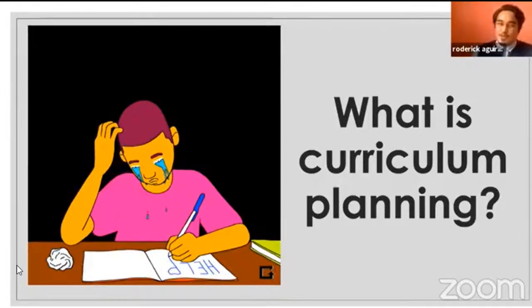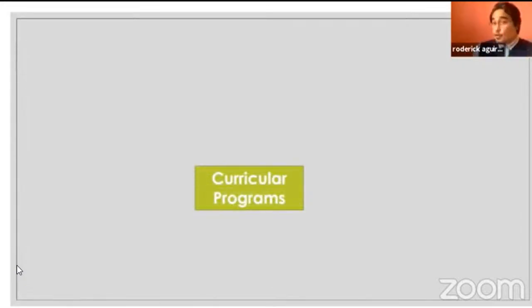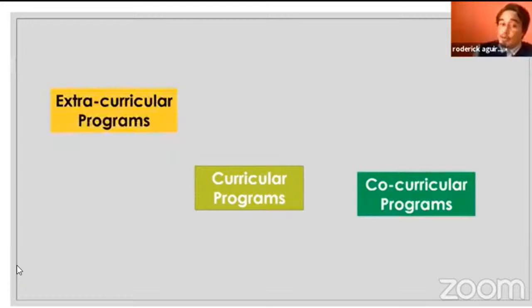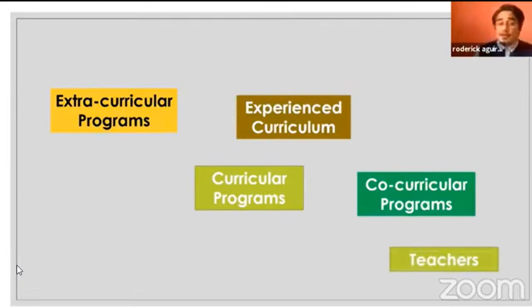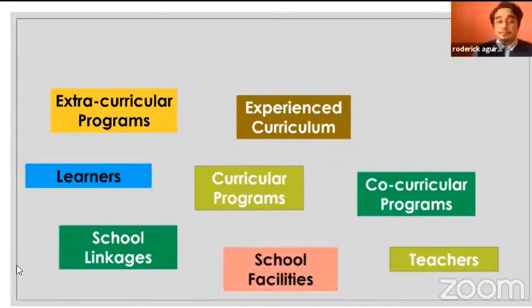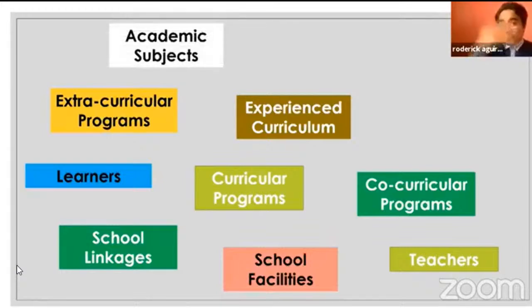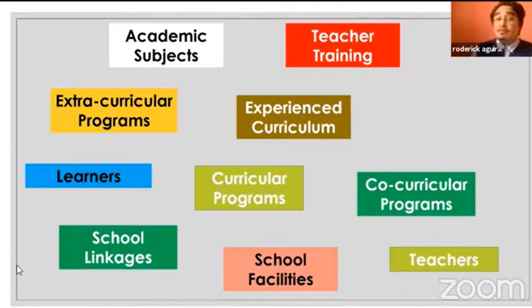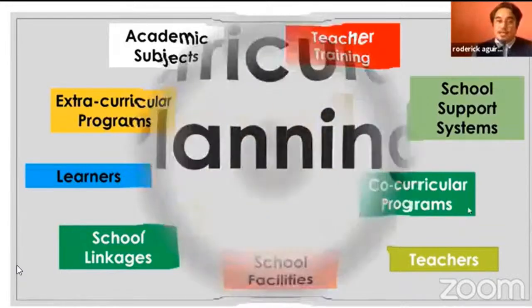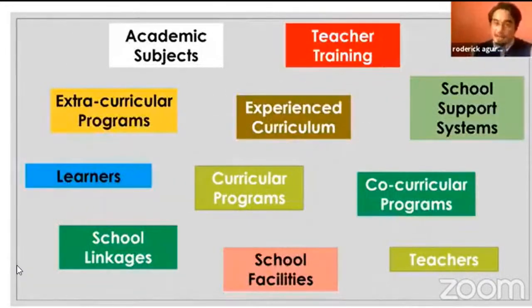All right, so the next question would be, what is curriculum planning? In a school, we have the following things to consider. We have the curricular programs, the co-curricular programs, the extracurricular programs. We have the experience curriculum. We have the teachers, school linkages. We have the learners. We have the school facilities. We have the academic subjects. We have the teacher training. And of course, we have the school support system. Now, sorry, these are the things that we have, although there are more than that. They're the things that we have in the school.